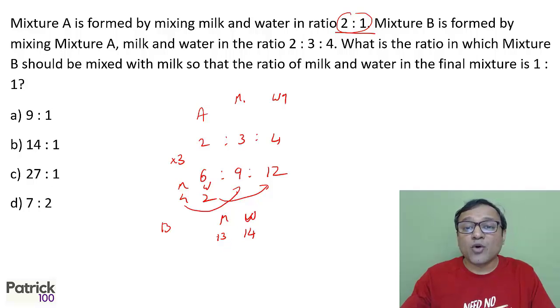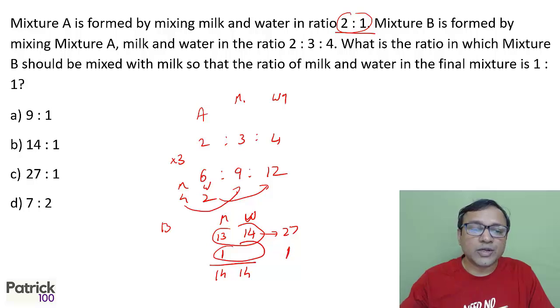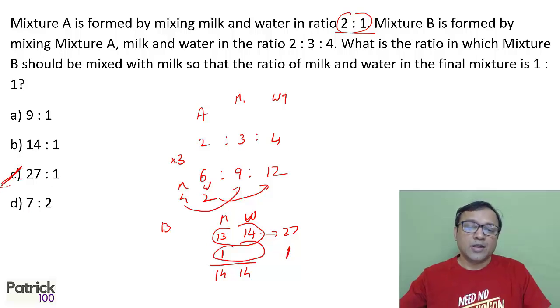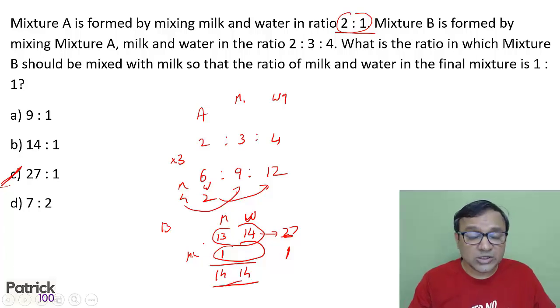To ensure that milk and water are the same, I have to find out how much milk has to be added. So you have to add 1 milk to make it 14 and 14. That means if mixture B is 27, the amount of milk is 1. So the ratio is 27:1. If mixture B is 27, 13 plus 14, the amount of milk that we have to add is 1 separately. So then you get equal milk and water. So the answer is 27:1.